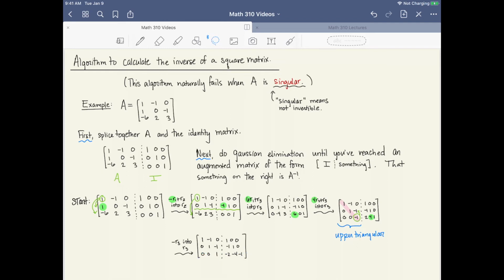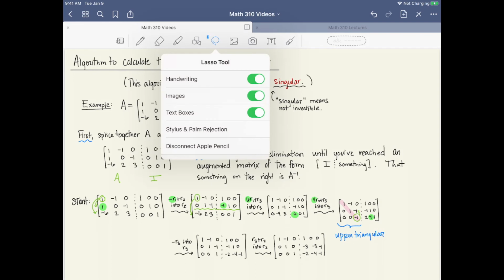And then I'm going to use that 1 to eliminate the negative 1 above it. So I'll be taking row 3 plus row 2 into row 2. Here's the row operation and its effect. And then you'll see that I have just one more row operation to do.